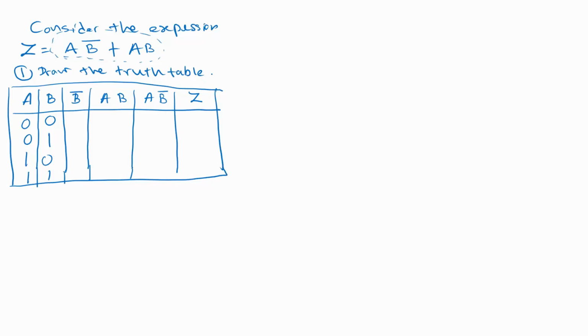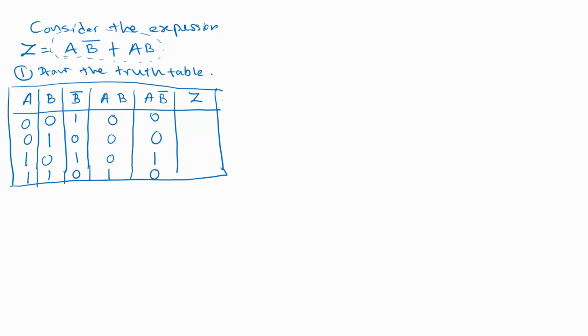Right. Now B bar. Help me enter. What's B bar here? Tell me what B bar is. 1, 0, 1, 0. Good. And AB is 0 0 0 1. Then A and B bar: 0, 0, 1, 0. Yes, right.